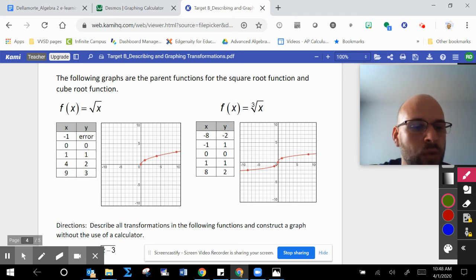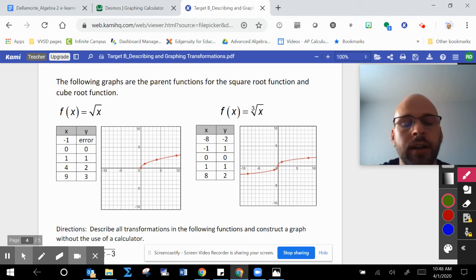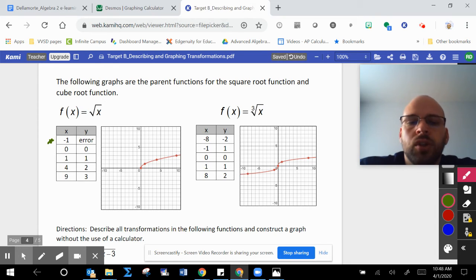And if you notice for the square root function at -1, there's an error. So in this first table of values, at -1, I have an error because if I take the square root of a negative, I'm going to get an imaginary value. You can't graph an imaginary value on the coordinate plane. So that's why we get the error message for any negatives.